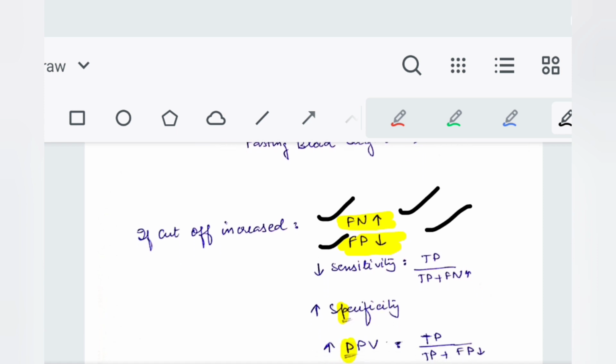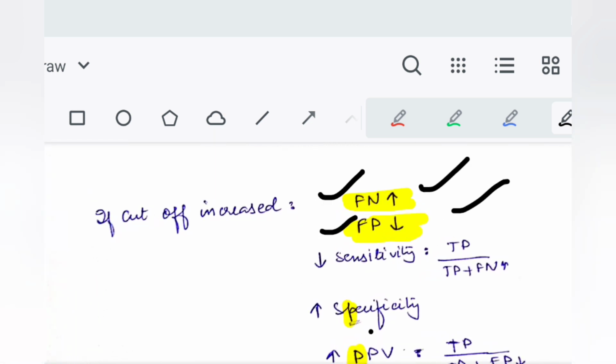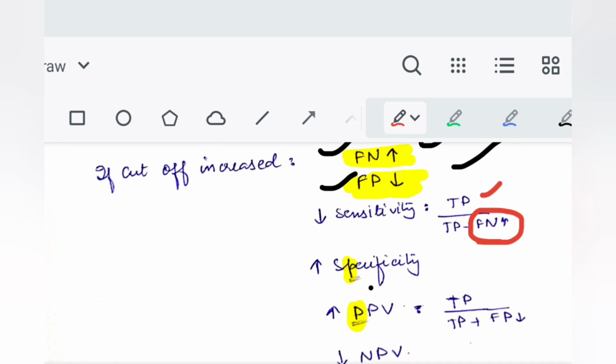So what will happen to sensitivity and specificity? Sensitivity is true positive by true positive plus false negative. So false negative is increasing, that is the denominator is increasing, so sensitivity will decrease. The opposite will happen in the case of specificity, that is it will increase. If the cutoff is increased, the specificity will be increased.